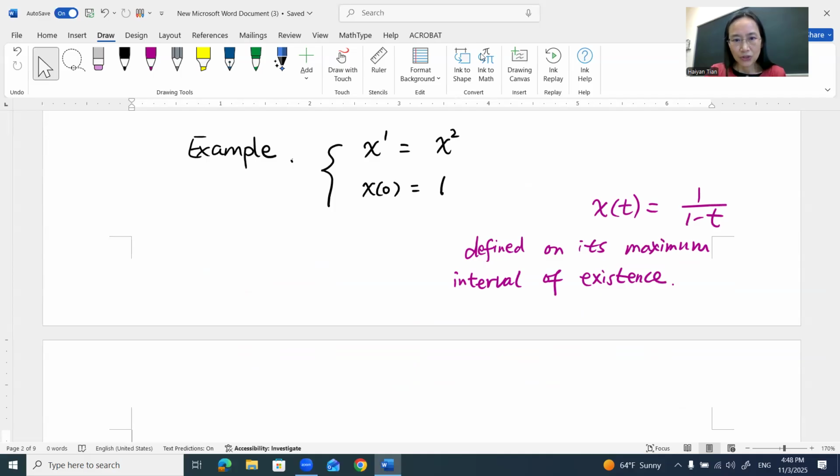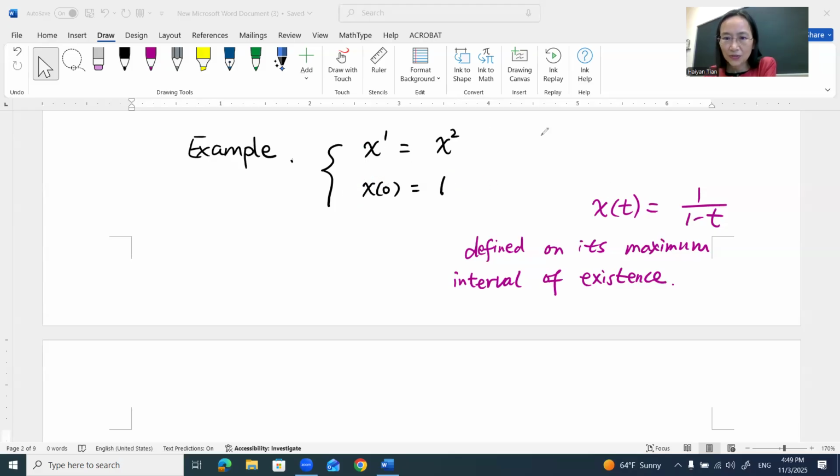Let's look at one example. So here is a very simple equation, just one single equation, right? It's not a system of two equations or three. But still it will give you some insight on the concept of the maximum interval of existence. So if we solve this equation and we get a general solution, and if we require the solution to satisfy the initial condition, then we can find the solution of the initial value problem.